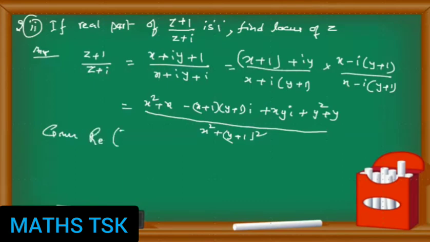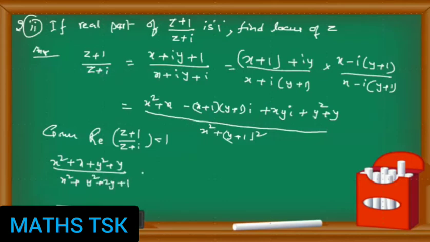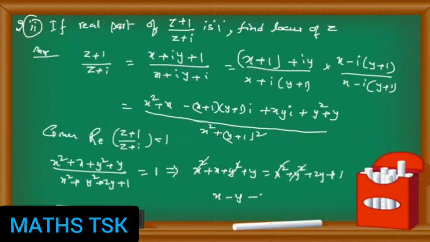Given the real part of (z + 1)/(z + i) is 1. What is the real part in it? The real part is (x square + x + y square + y) by (x square + (y + 1) whole square), that is x square plus y square plus 2y plus 1, is equal to 1. Cross multiply, we'll get x square plus x plus y square plus y is equal to x square plus y square plus 2y plus 1. X square plus y square, both sides get cancelled. So if you bring this side, this becomes x minus y minus 2y is minus y, minus 1 is equal to 0. This is the locus of z.